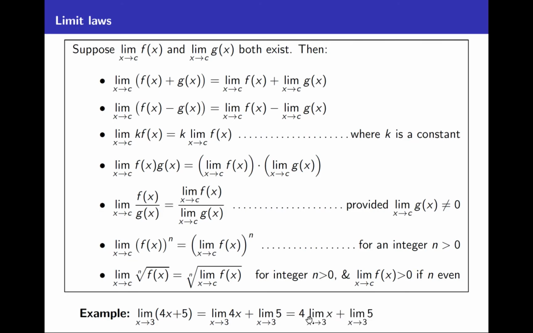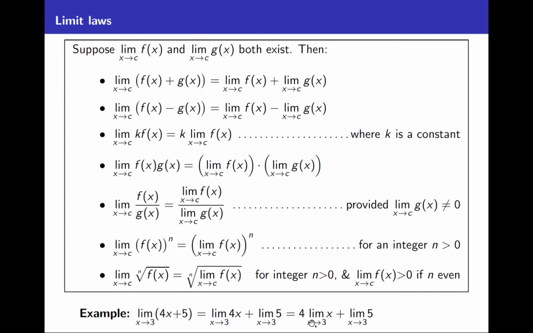Well, let's work those out. One thing we can do here, we have the limit as x approaches 3 of 4 times x. We can use this constant multiple rule to take the 4 outside the limit. So this 4 can come outside to be 4 times the limit as x approaches 3 of x. And we'll just carry this limit as x approaches 3 of 5 over right here. Now let's work out these two limits to get an answer to our original question.